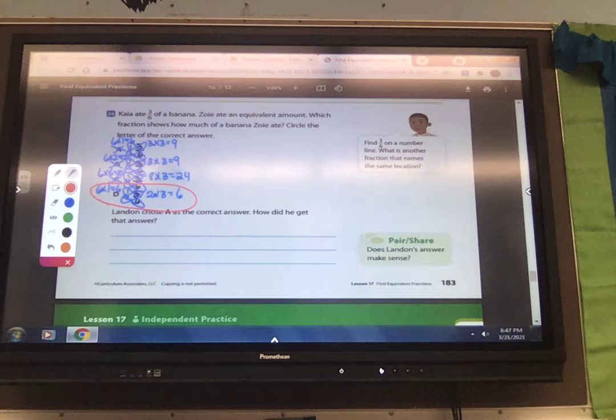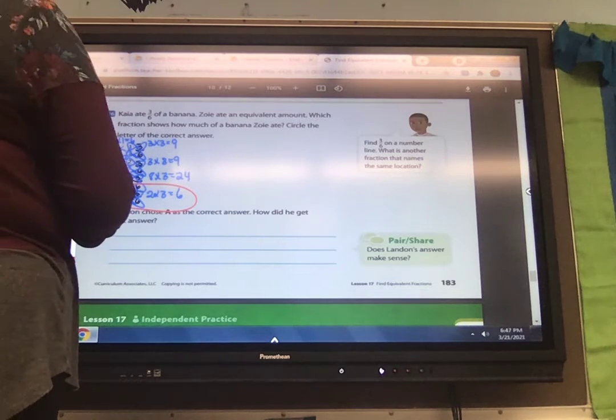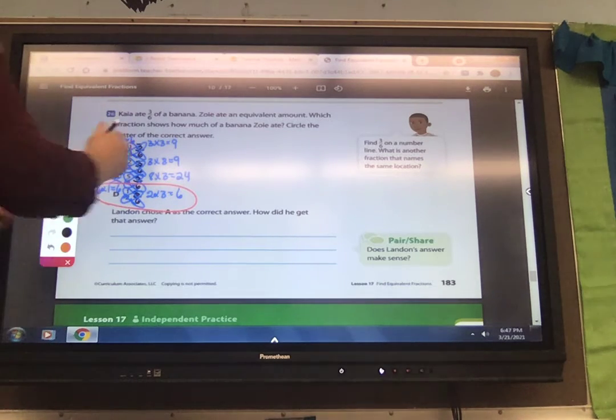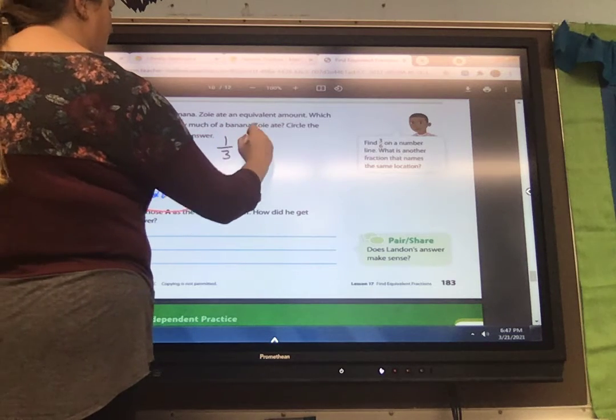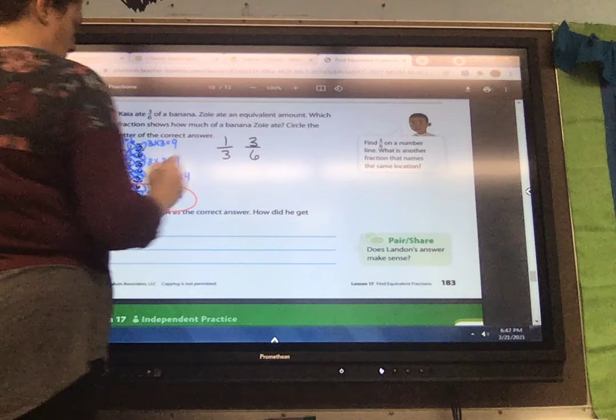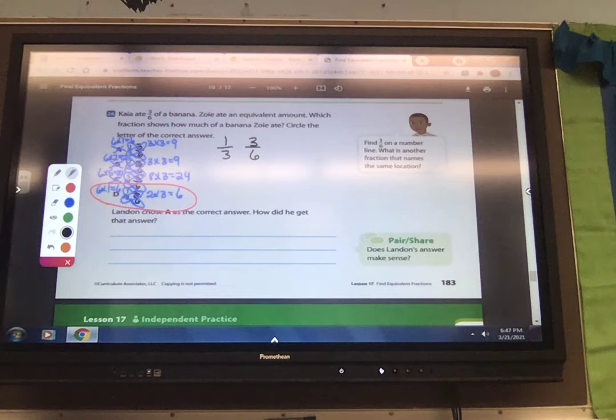Now Landon chose A. How did he get that answer? So let me rewrite A. A was 1/3 and 3/6. What did he do wrong?